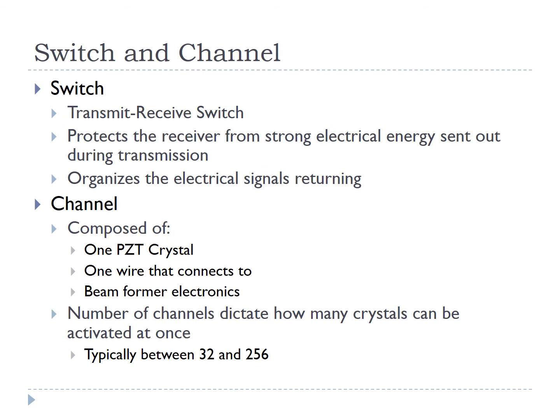Two other components that include the transmitter are the switch and the channel. Channels we've already talked about, and you know that they consist of one PZT crystal and one wire that connects back to the beamformer electronics. So that's the part of the channel that is in the transmitter. The other part is the TR, or transmit receive, switch. The TR switch directs voltage to the transducer in transmit mode and then protects the receiver and memory from the strong electrical pulses being sent out. As the sound comes back, the TR switch then directs the voltages to the receiver for processing.